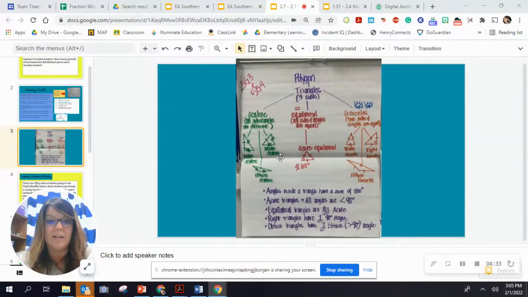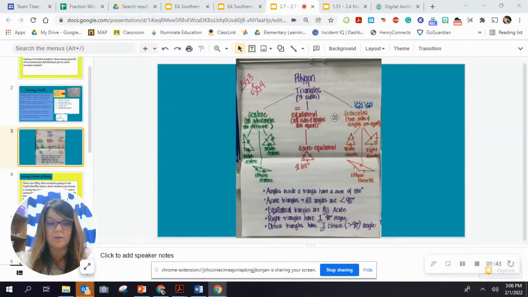You can also have an acute scalene triangle. That is a triangle where all three angles are less than 90 degrees and all three sides are different. Or you can have an obtuse scalene triangle, which means that you have one obtuse angle, which is greater than 90 degrees, and all three sides are different.